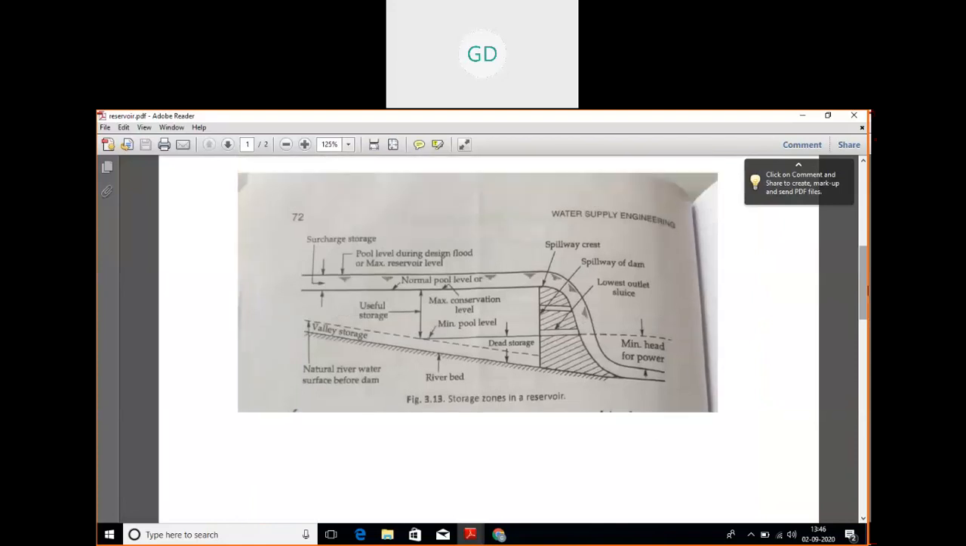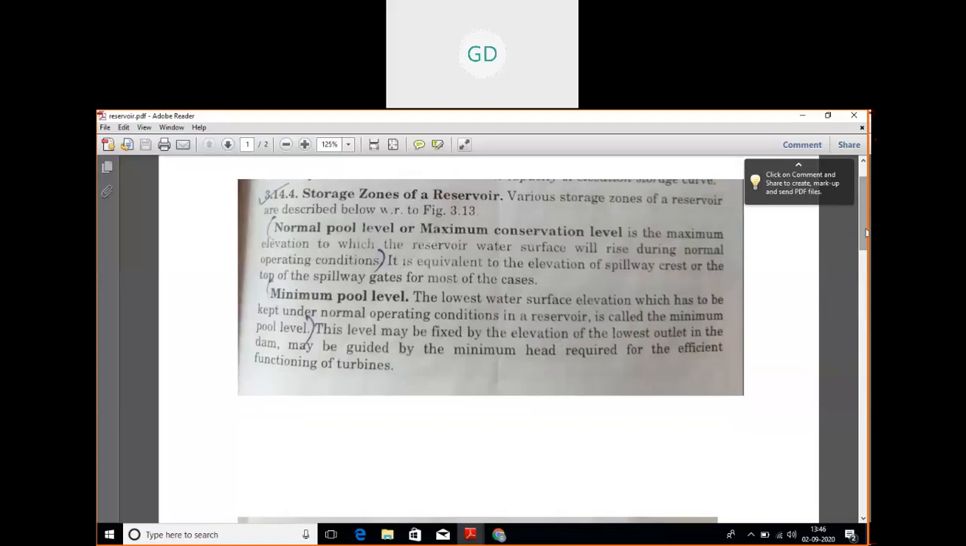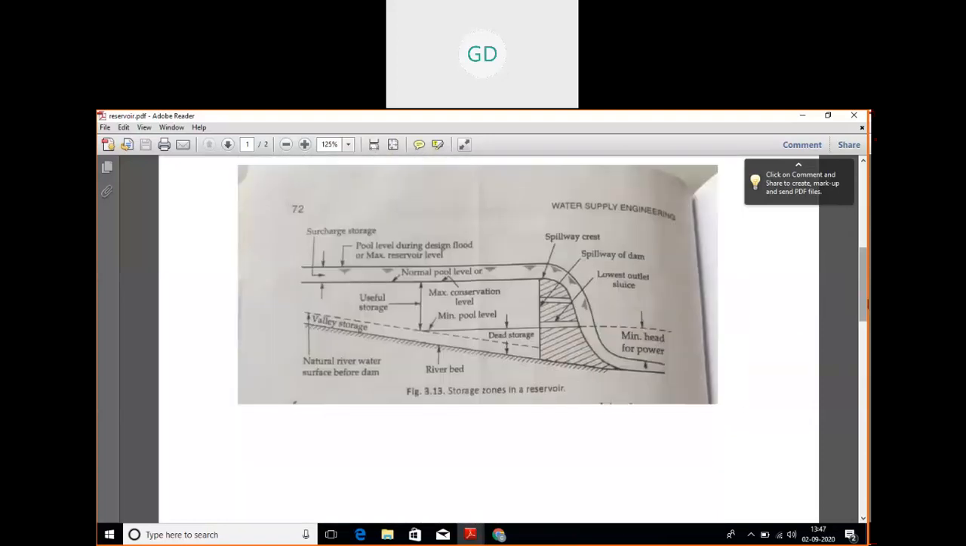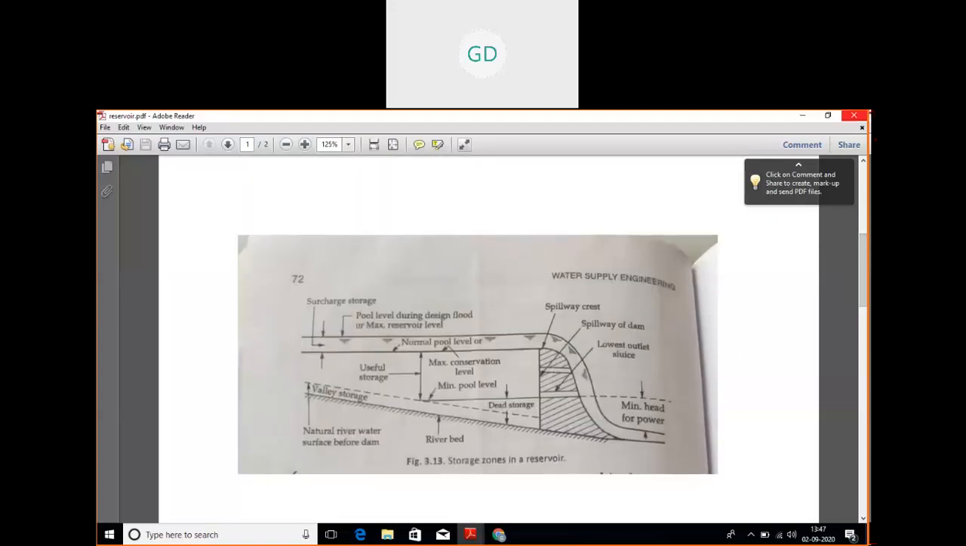Then what else? Nothing else. So these definitions are important. You try to visualize the diagram, and if you remember the diagram, what things are here, you can automatically write the definitions by yourself. If it comes in the exam, just try to remember the diagram. For that I have shown you the real picture of a dam with a reservoir. So this topic is done.